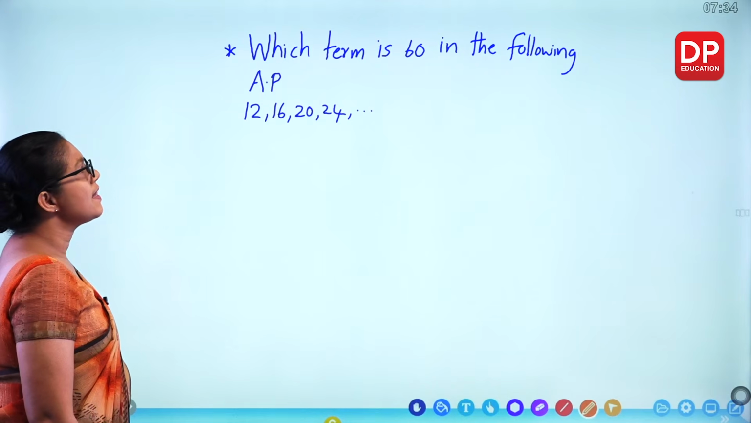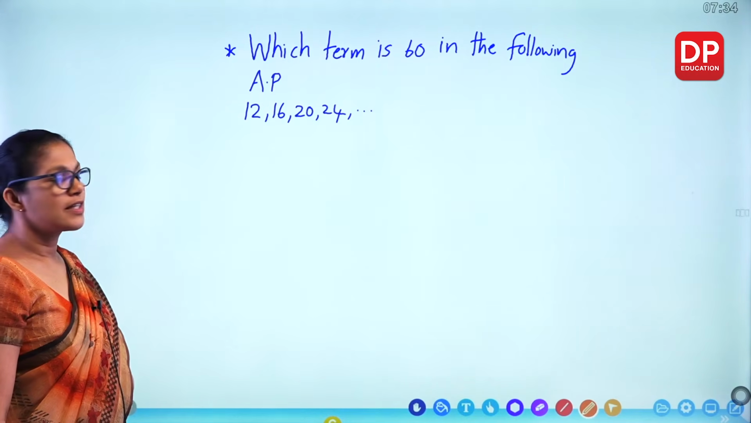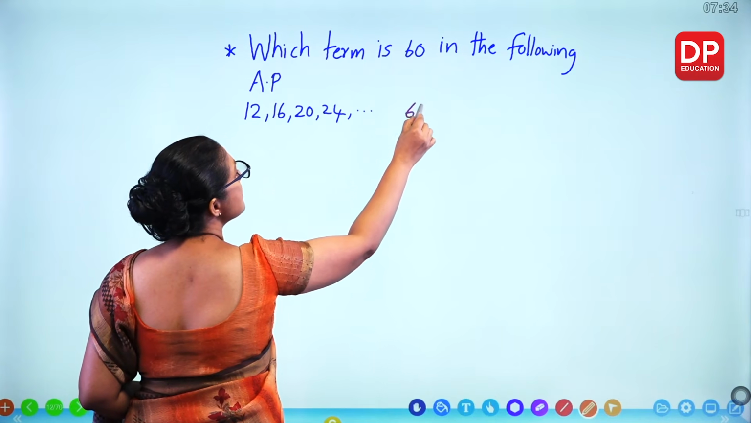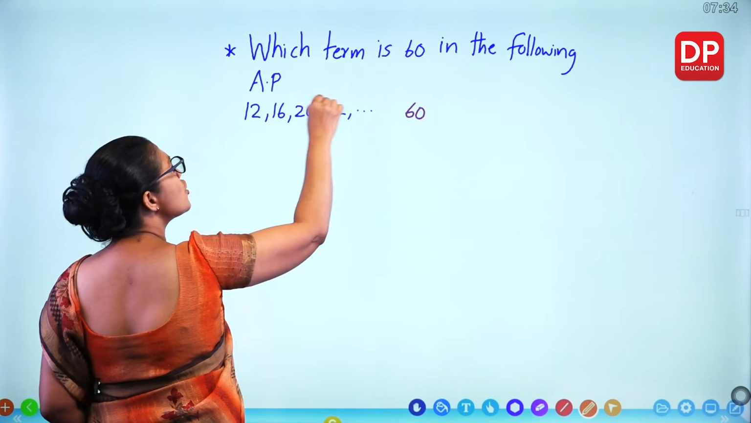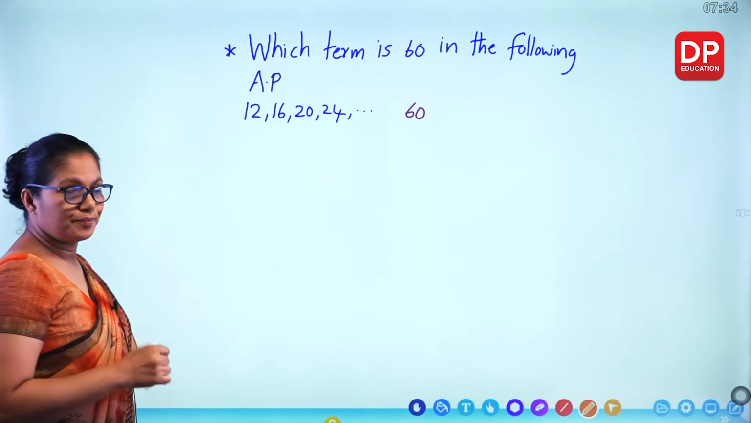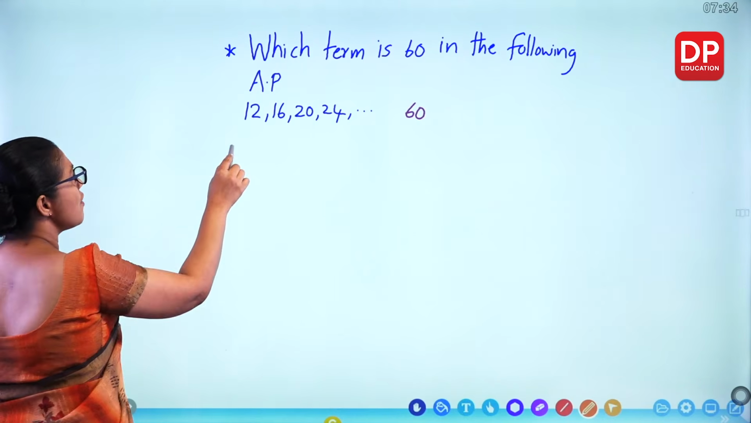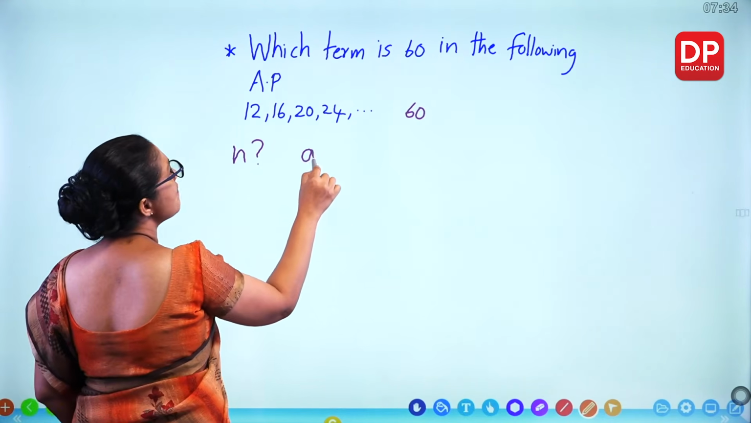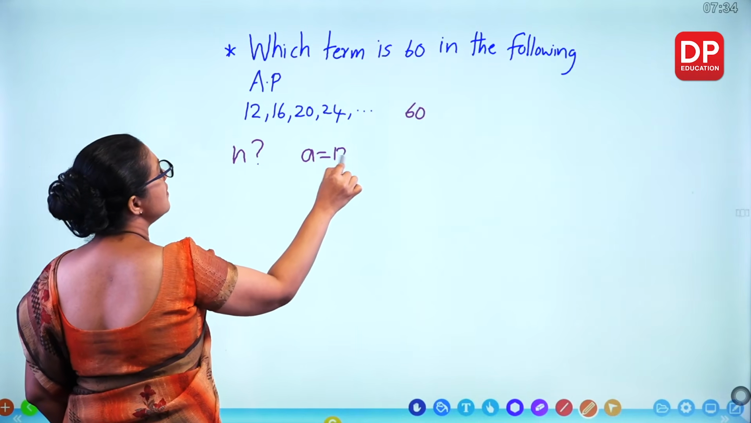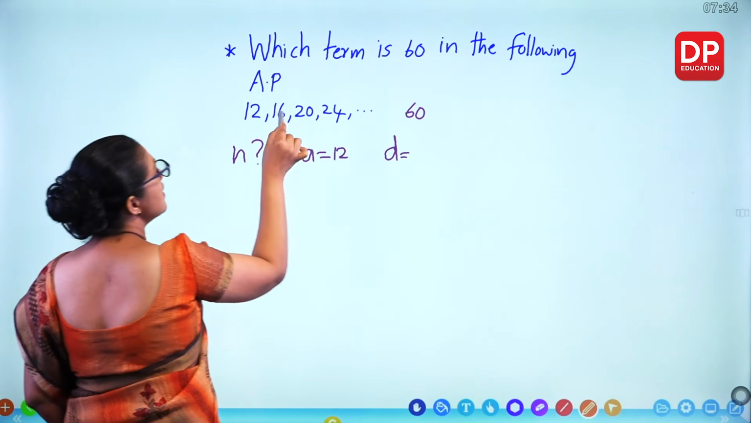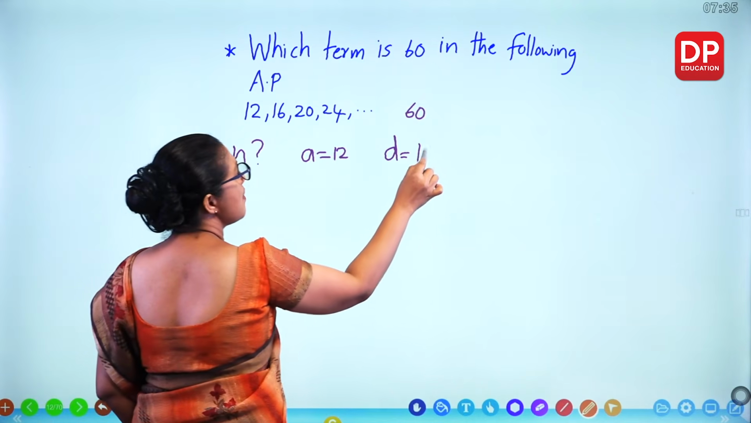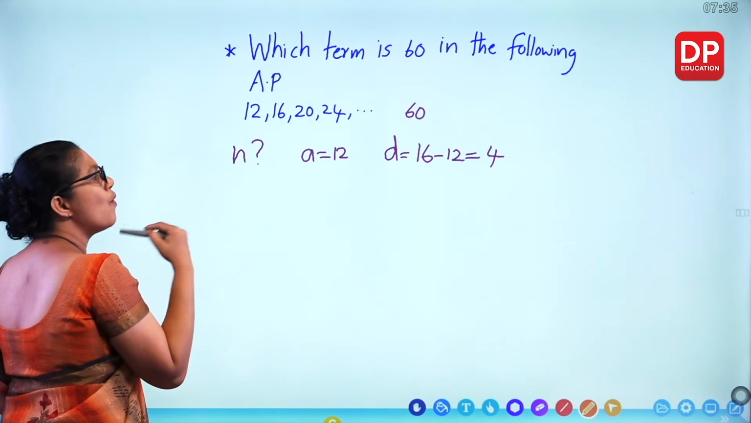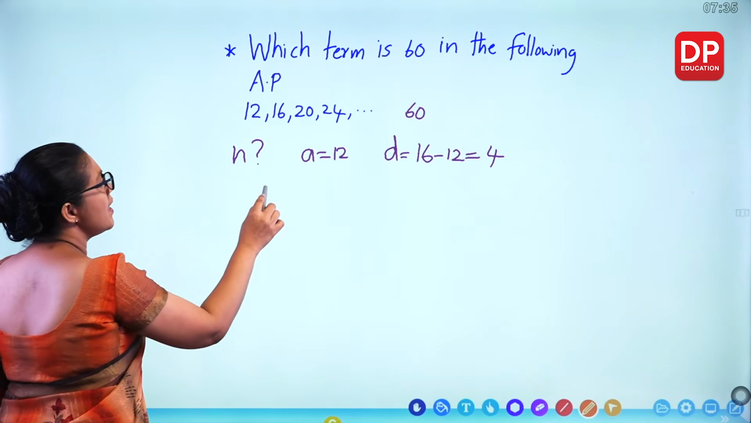Which term is 60 in the following arithmetic progression? Now you are given several terms. One term is 60. So you are asked to find out which term that is. So that means n. Basically you are asked to find out n now. A is given as 12. What's the difference? Subtract these two, 16 minus 12. You get 4. Now apply the formula.